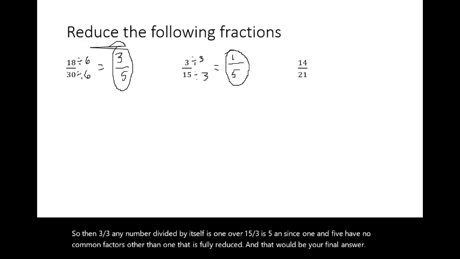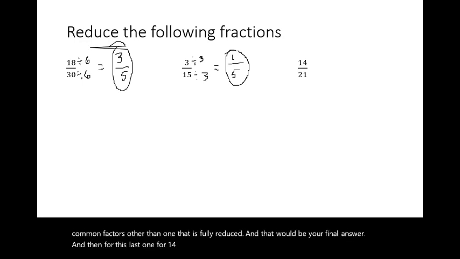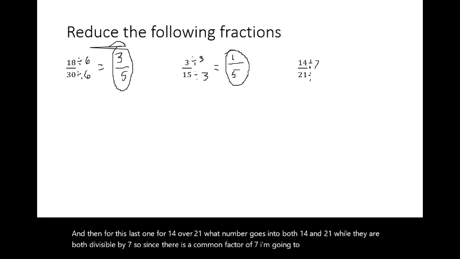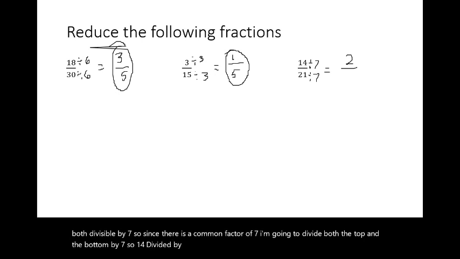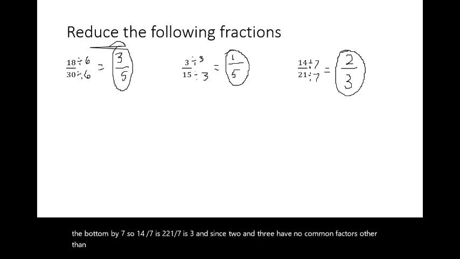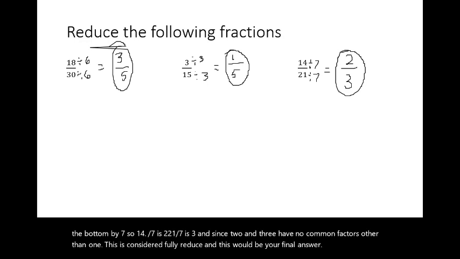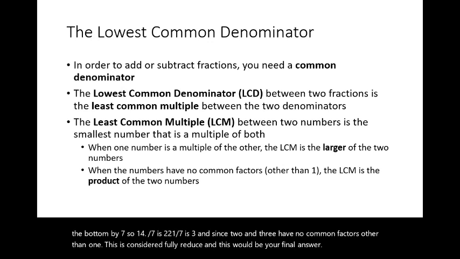And then for this last one, for 14 over 21, what number goes into both 14 and 21? Well, they are both divisible by 7. So since there is a common factor of 7, I'm going to divide both the top and the bottom by 7. So 14 divided by 7 is 2. 21 divided by 7 is 3. And since 2 and 3 have no common factors other than 1, this is considered fully reduced, and this would be your final answer. So that is how your final answer should always appear.